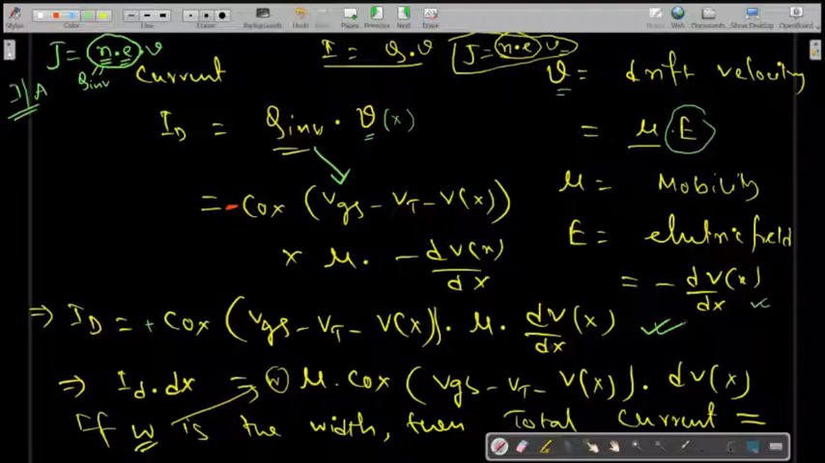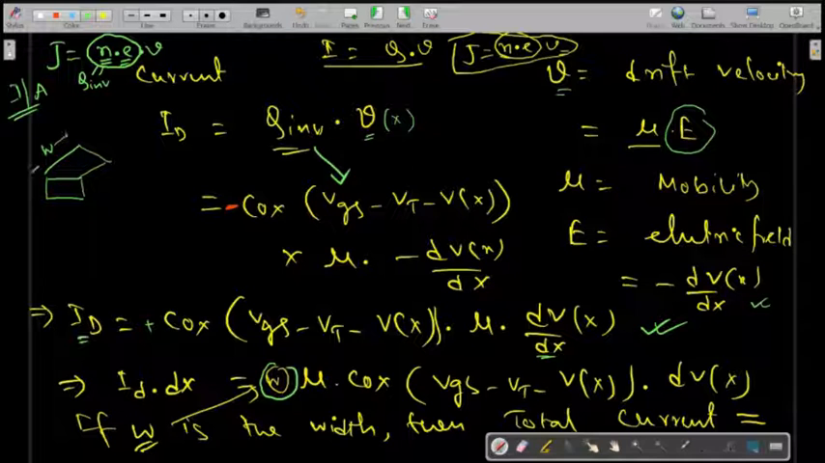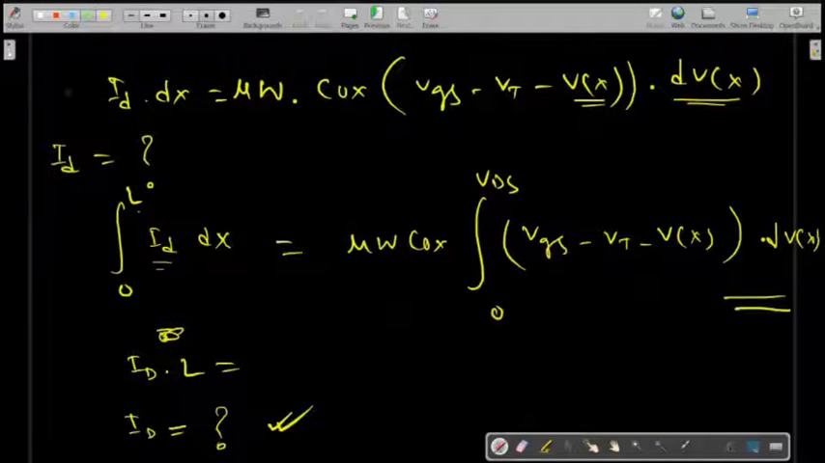Then we can place this dx on this side, so we are getting Id into dx equal to this mu term. Now one additional term W is coming, because till now we were working with a device which is one-dimensional in nature. But on this side the width of the device is W, and this side is L. So now we are performing integration from 0 to L, and W is multiplied because if the width is W, then the total charge will be W times this. That's why W came. So just rearranging the equation, we got this.